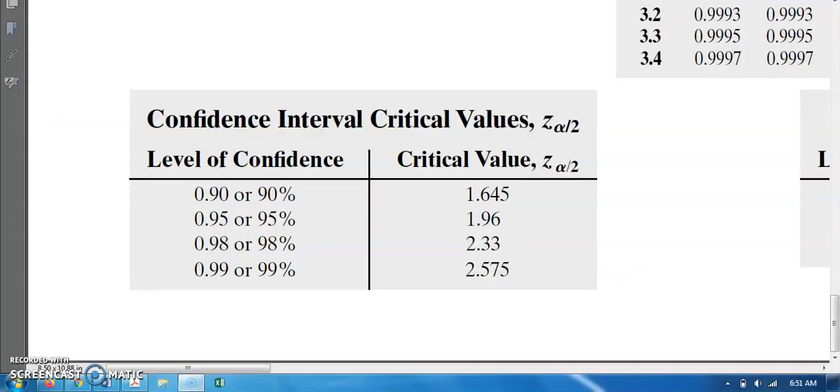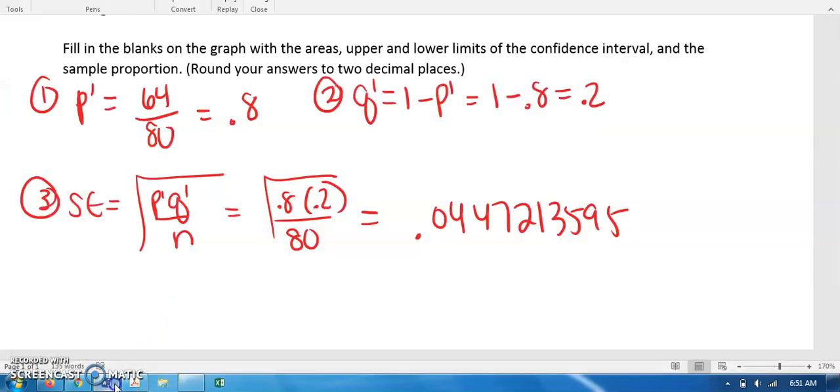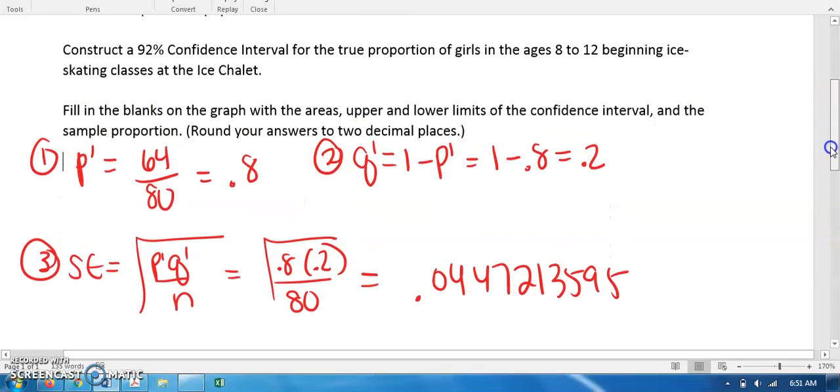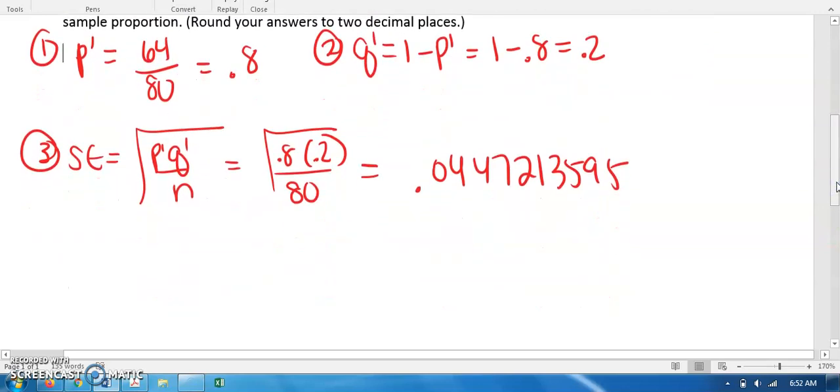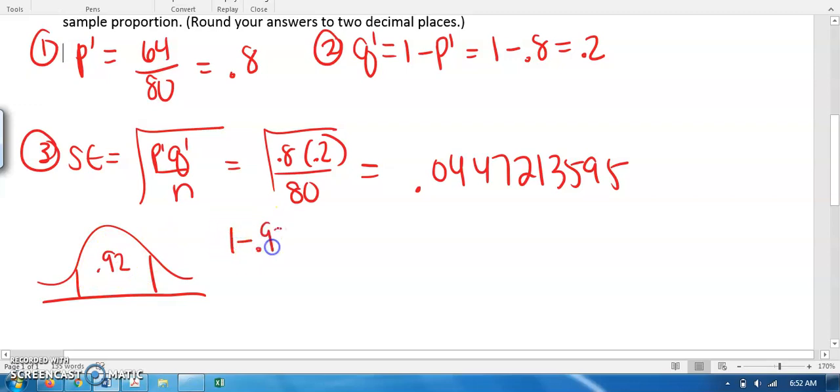So if you look at the normal table, the only critical values are given for 90, 95, 98, 99. If we're looking for a 92% confidence interval, we're going to have to use StatCrunch to get a very accurate answer. If you did it by hand just to see an estimate, you would put 0.92 in the middle. 1 minus 0.92 gives you 0.08. 0.08 divided by 2 is 0.04. So you have 0.04, and you would go to the normal table and look for 0.04.